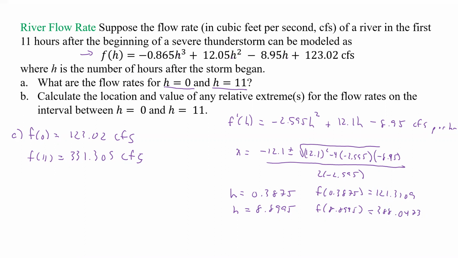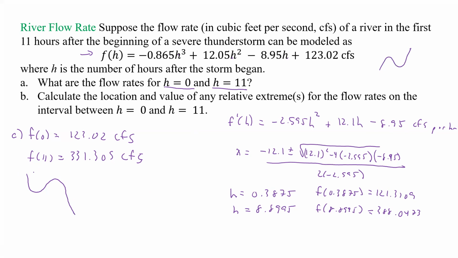Now calculate the location and values of any relative extremes for the flow rates on the interval between h equals 0 and 11. All right, so we're thinking, hey, we've got a different sign up here. So instead of like we saw before, it's going to come down, something like that. Okay, so we're going opposite sides. We've basically switched them around, because when you have a positive there, you would have this, but when you have a negative, you get this.